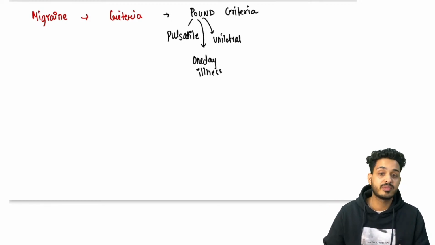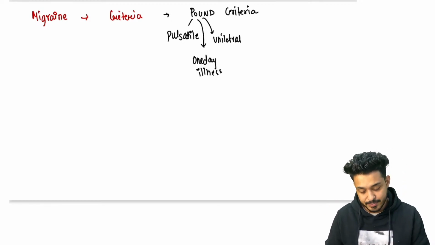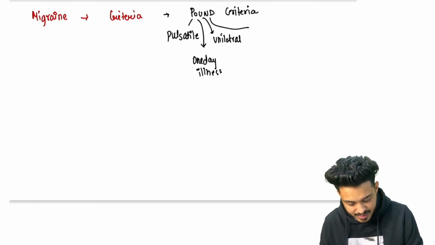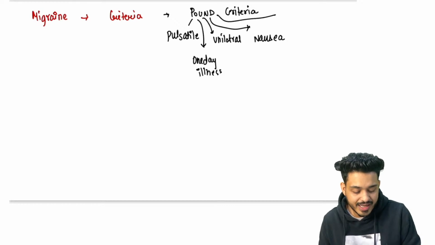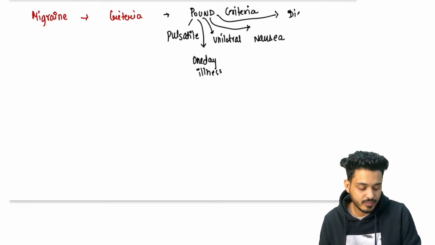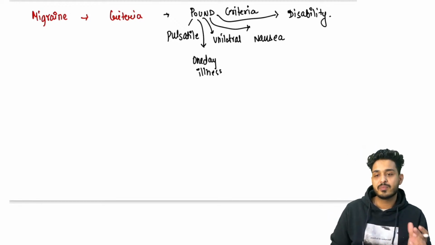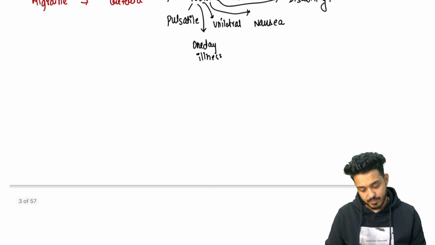If you have not eaten in the morning, pain can occur. If you skip your breakfast, that can even lead to pain. N is for nausea, and D is for disability. The patient will not be able to do their work. The patient will be sleeping in a dark room without sounds. That is going to be the POUND criteria.